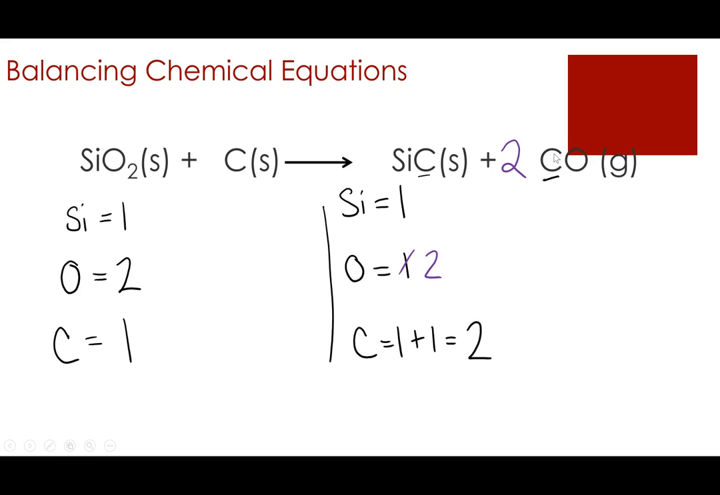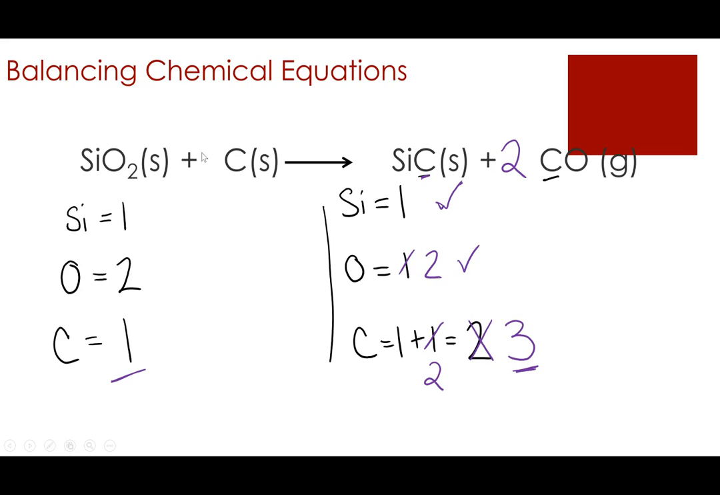Yeah, it also affects this carbon. So we still have 1 from this first molecule, but this is now 2, and it's now a grand total of 3. So silicon, balanced. Oxygen, balanced. Carbon, 3 and 1, not balanced.